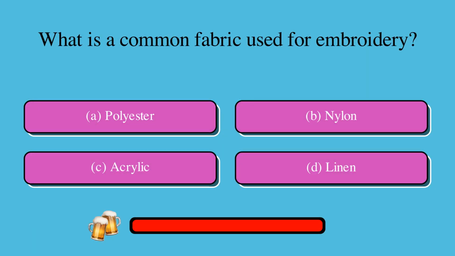What is a common fabric used for embroidery? Is it A, polyester, B, nylon, C, acrylic, or D, linen? The correct answer is D, linen.